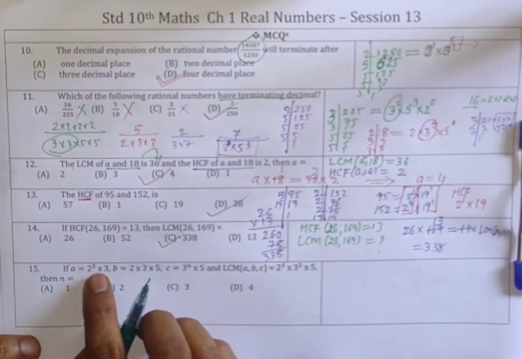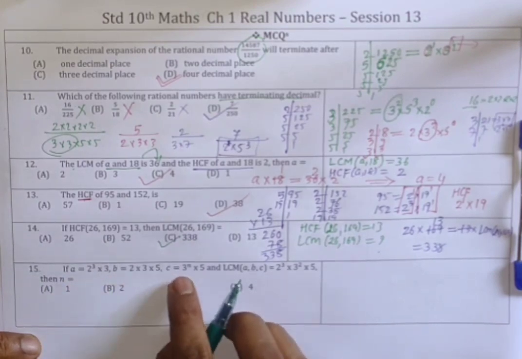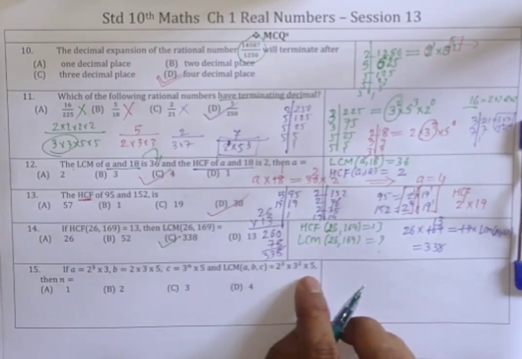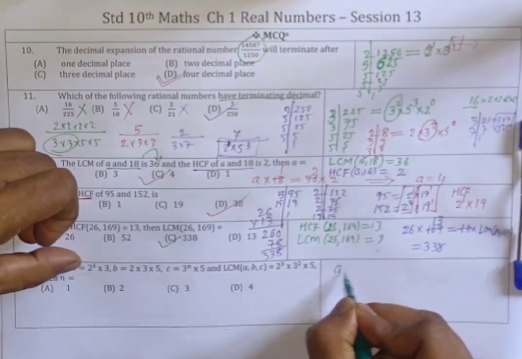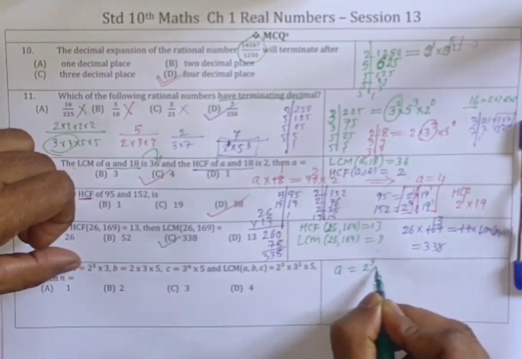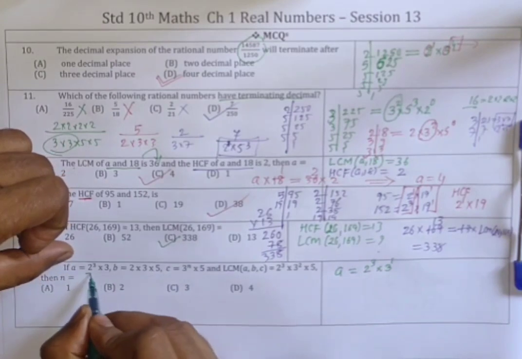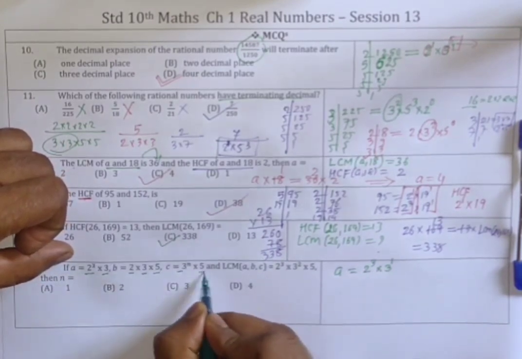Now, if A is equal to 2 cube into 3, and B is equal to 2 into 3 into 5, and C is equal to 3 raised to n into 5, and the LCM of all these three numbers is this, then what is n? Children, very, very interesting. A is 2 cube into 3 raised to 1. Dekho, 2 base, 3 base, 2 base, 3 base, 5 base, 3 base, 5 base.